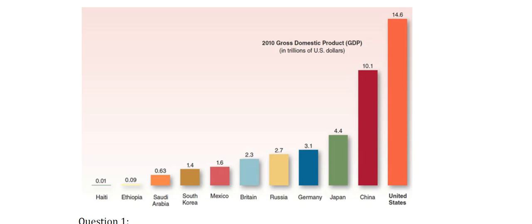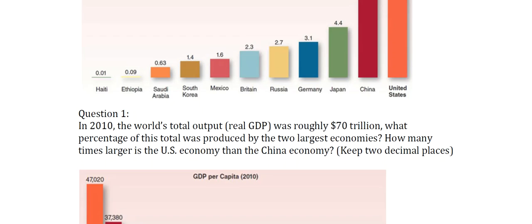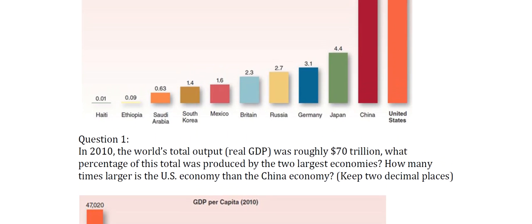We first see this chart, listing different countries' 2010 gross domestic product. The highest bar means that country has the highest GDP. The highest bar corresponds to the United States, which had the highest GDP, $14.6 trillion US dollars in 2010, and the next country is China, 10.1 trillion US dollars. After understanding the meaning of this chart, we can look at our first question.